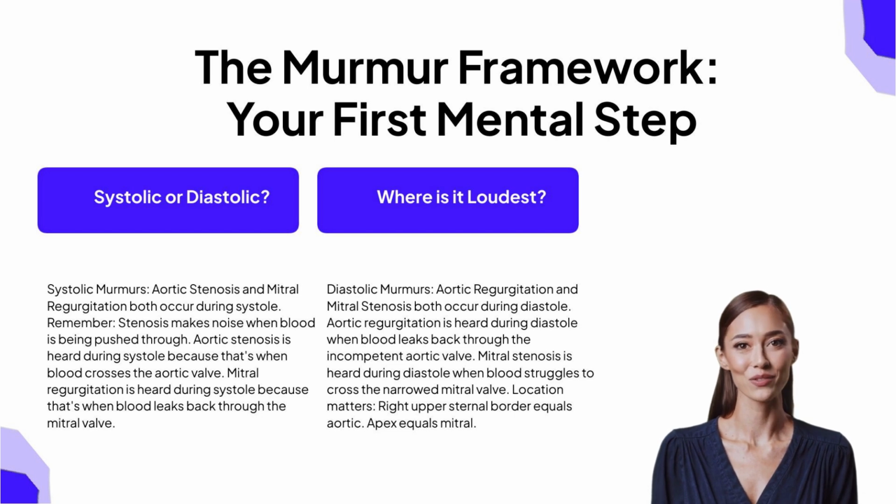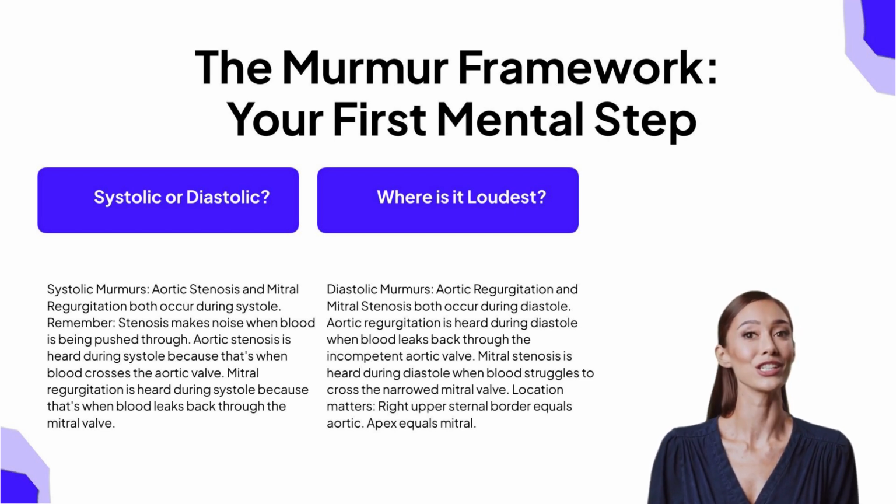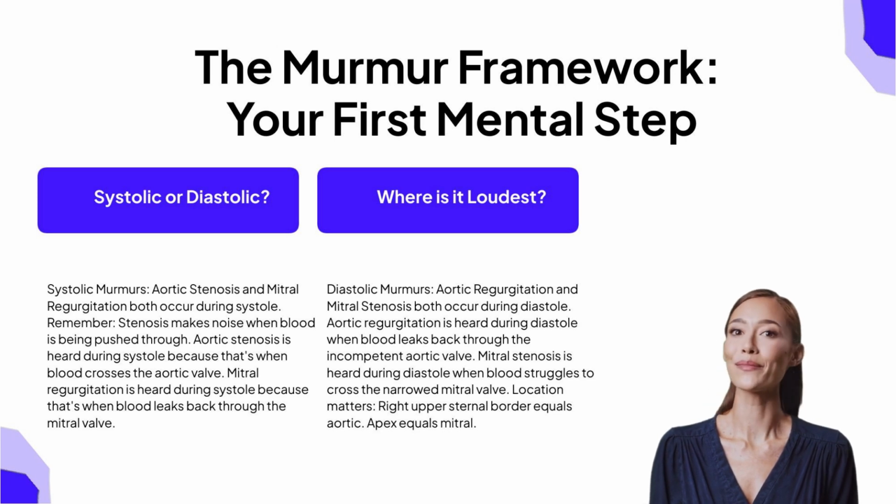Here's the pattern to memorize. Systolic murmurs include aortic stenosis and mitral regurgitation. Diastolic murmurs include aortic regurgitation and mitral stenosis. And for location, remember that aortic valve problems are loudest at the right upper sternal border, while mitral valve problems are loudest at the apex. When you see these buzzwords in a question stem, your diagnosis should click immediately.